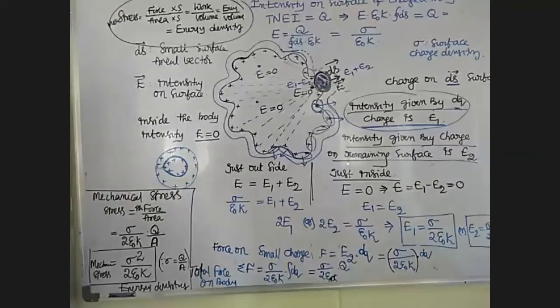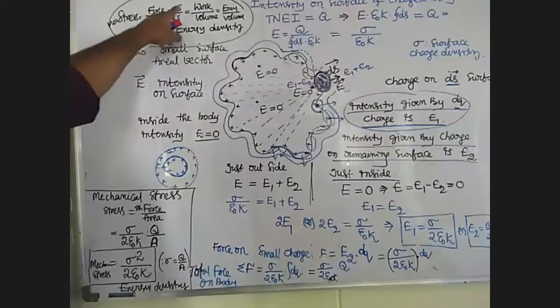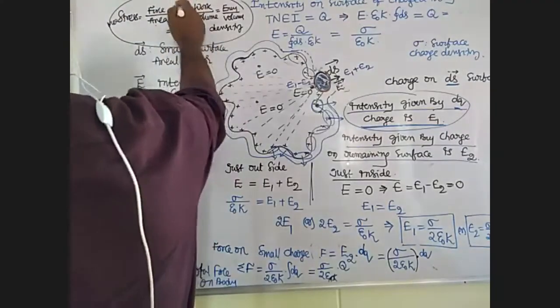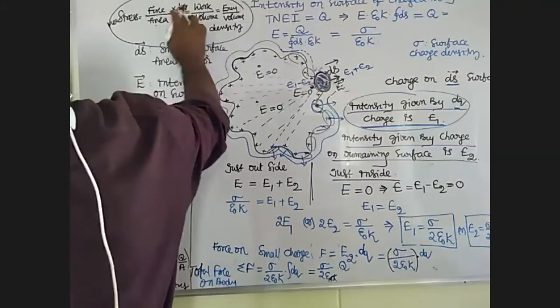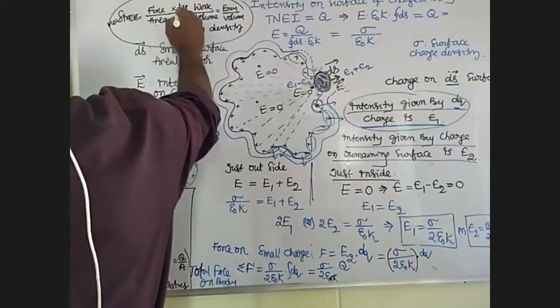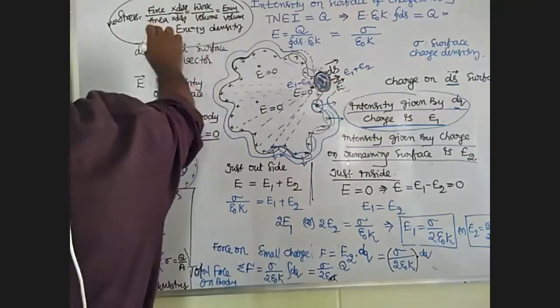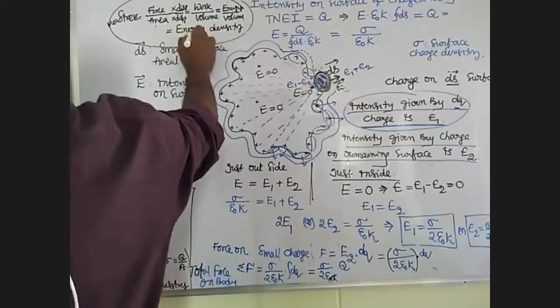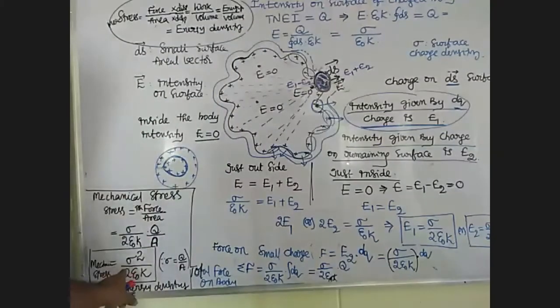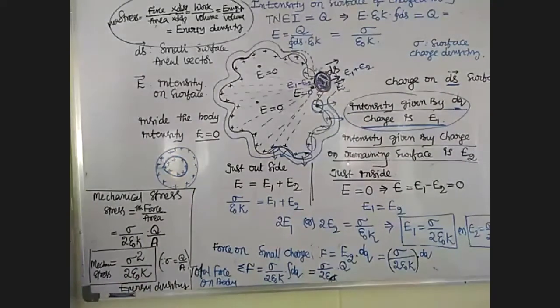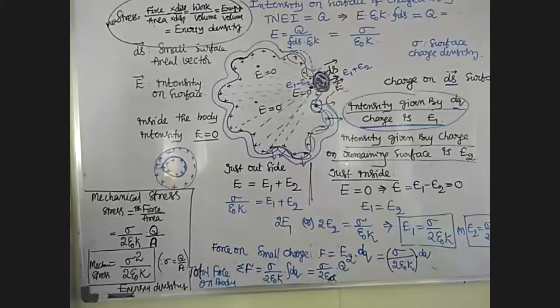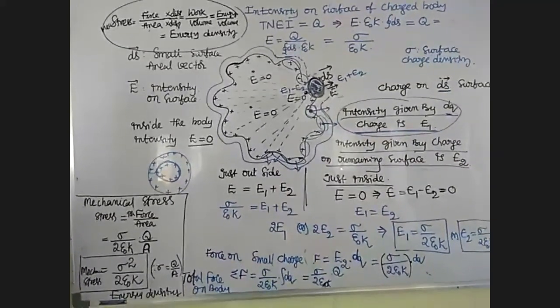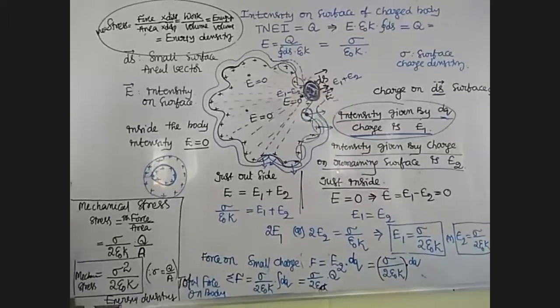Mechanical stress is written as force per area. Multiply displacement on both sides: force into displacement is work, area into displacement is volume. So work is energy per volume, which is called energy density. So energy density or mechanical stress is sigma square upon 2 epsilon naught K.